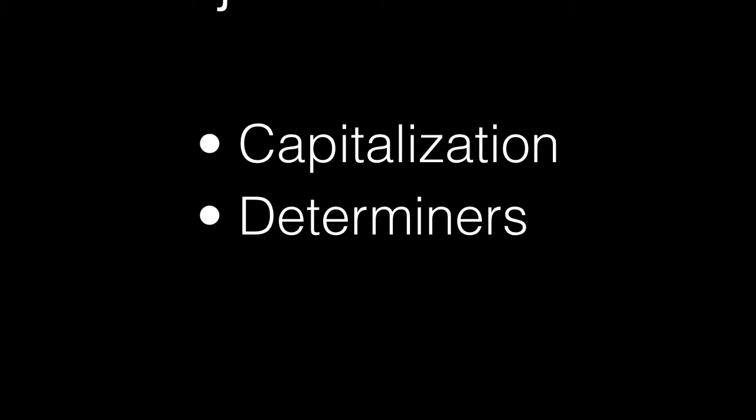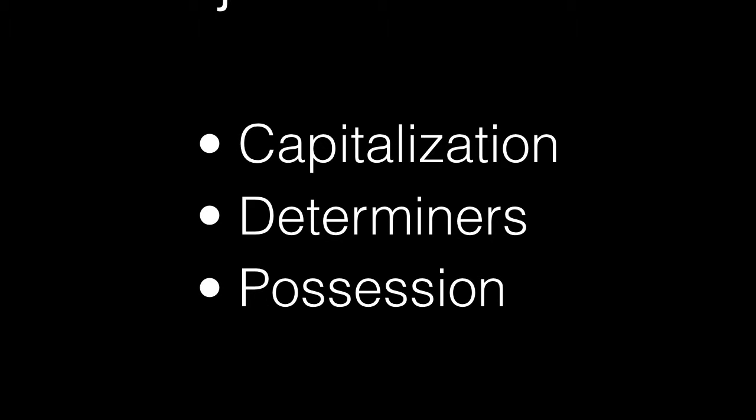So now what I want to talk about is common noun and adjective errors. These are the kinds of errors that people often make with nouns and adjectives. And there's three main errors that I want to talk about. There's errors related to capitalization, there's errors related to determiners, and finally there's errors related to possession.